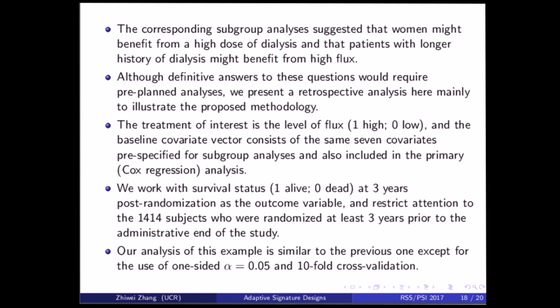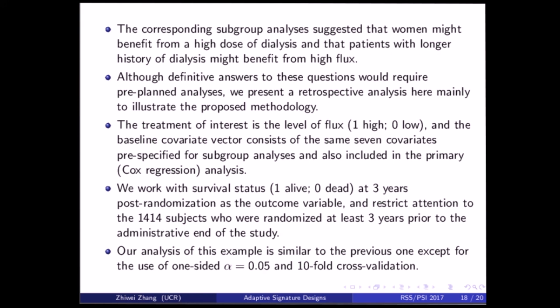In this illustration, the treatment of interest is the level of flux, and the baseline covariate vector consists of the same covariates pre-specified for subgroup analysis and included in a regression analysis for the primary endpoint. We work with survival status at 3 years post-randomization as the outcome variable.